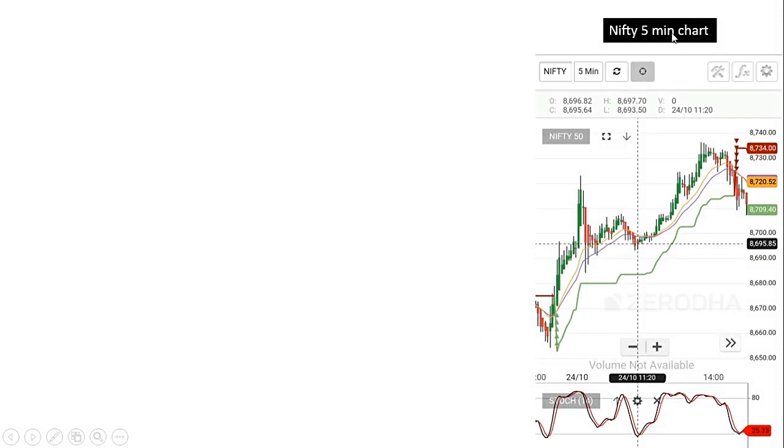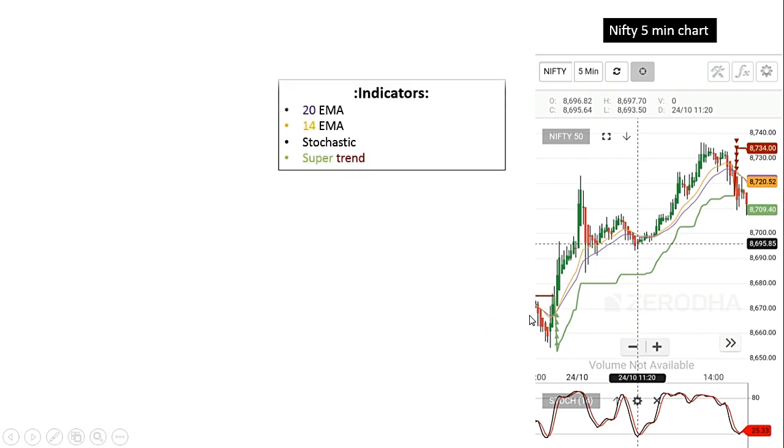Here is the 5-minute candlestick chart pattern of Nifty. Here you can see I have used the following 4 indicators. One is the 20-day exponential moving average, which is highlighted in purple color. The second is the 14-day exponential moving average, which is highlighted in a yellowish orange. The next is the stochastics. Here you can see the stochastics with the default settings. Another indicator which I used is Super Trend with the default values of 7 and 3.